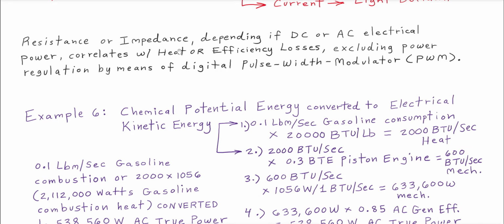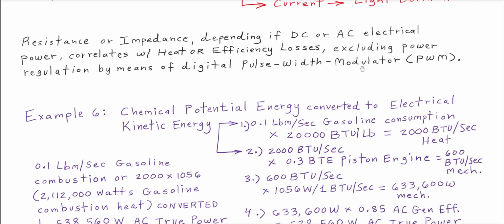applications directly, not only to power these systems from electricity or electrical power, but to also get the performance factors as well. The system, the electronic and electrical sensing is also a function of this. So all of these things, even instrumentation, are transfer of power, conservation of energy. So resistance or impedance, depending if DC or AC electrical power, correlates with heat or efficiency loss, excluding power regulation by means of digital pulse width modulator.